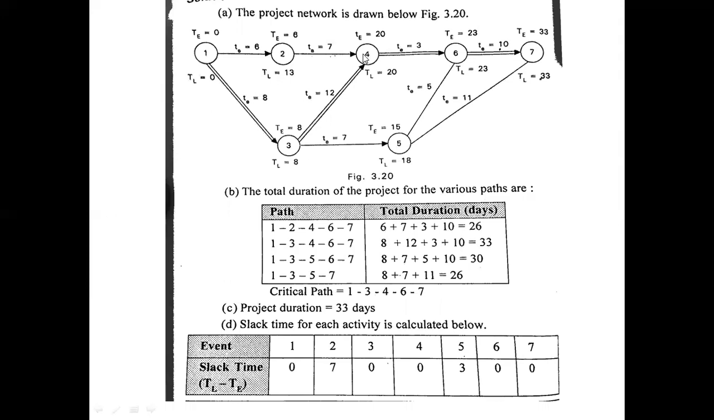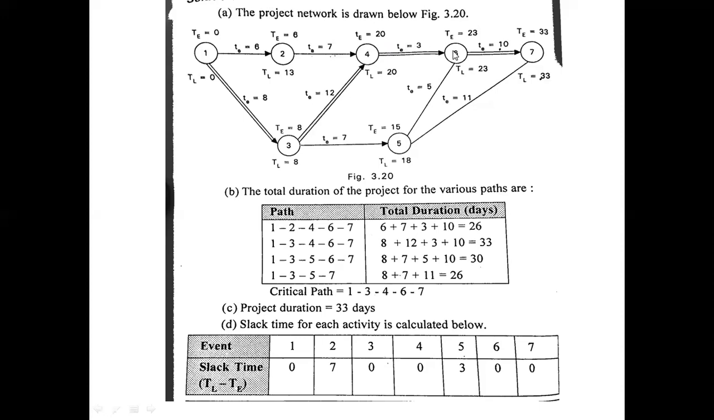So for the fourth event, we have two pre-events, 2 and 3. First for 3, the earliest finish time is 0 plus 8, which is 8. And for 4, 8 plus 12 is 20, and here we got 13. In order to take the earliest finish time, we have to take the greatest value. So that's why we consider 20 as the earliest finish time of 4. So 13 is neglected.